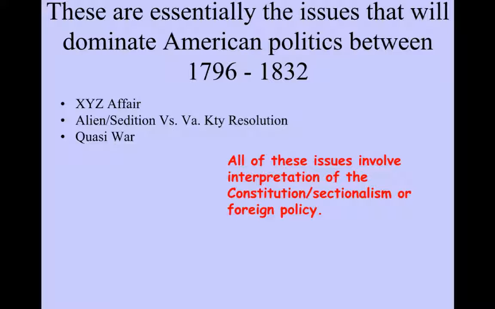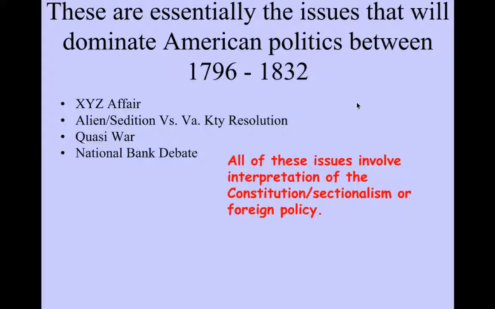This leads to a quasi-war with France. There's a quasi-naval war in which the American Navy fires on French ships and vice versa when they see us. This is not a full-blown declaration of war, but there are hostilities with France.